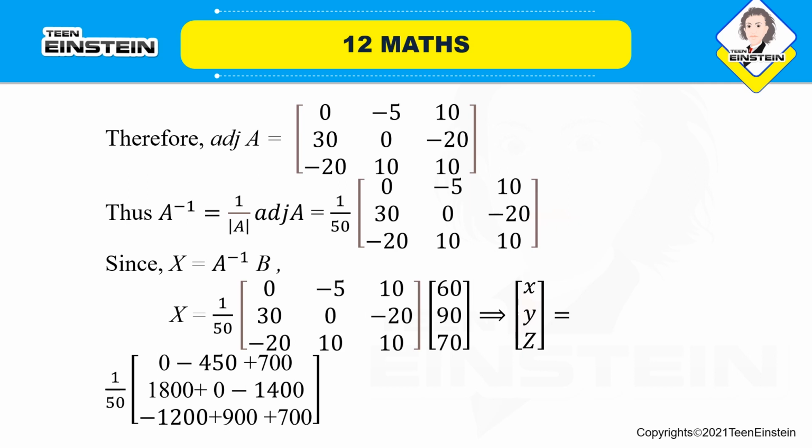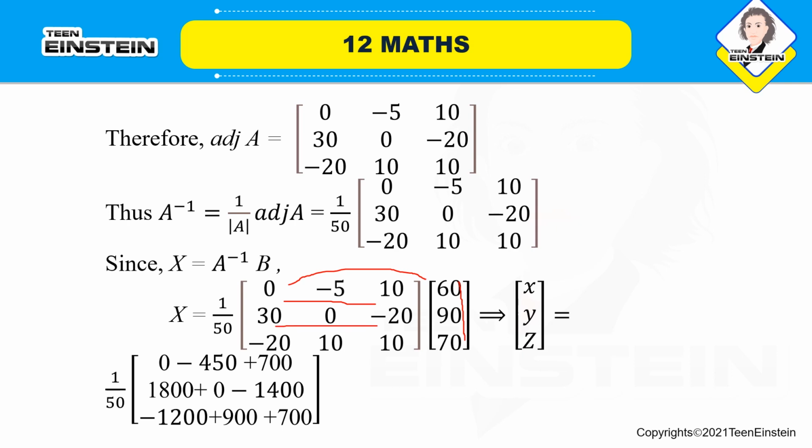What is x? X is A inverse into B. So substituting A inverse, this is your A inverse into B. What is the B matrix? It is the column matrix 60, 90, 70. Which implies, x is the column matrix x, y, z equal to, we have to take the product of these two, right? Already we have 1 by 50 out. So 1 by 50 into first row, first column gives you 0 into 60 is 0, minus 5 into 90 is minus 450, plus 10 into 70 is 700.